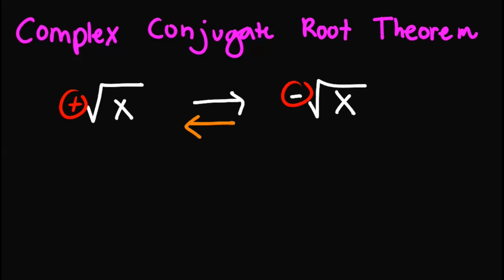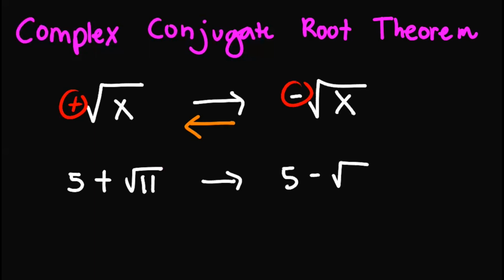So if we have a root of 5 plus square root of 11, it follows that 5 minus square root of 11 is also a root. If we have square root of 17, it follows that negative square root of 17 is also a root of that equation.